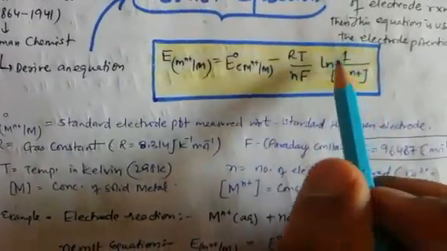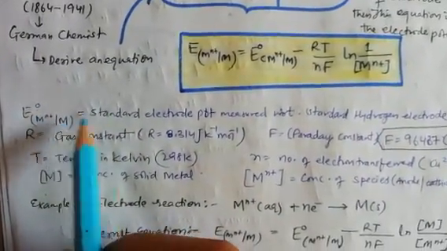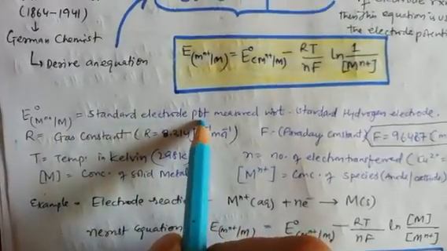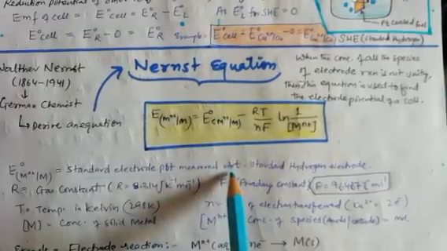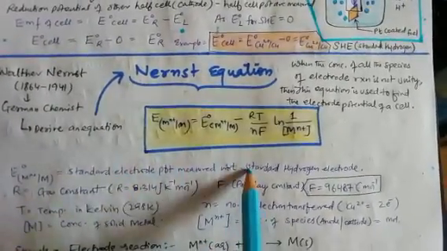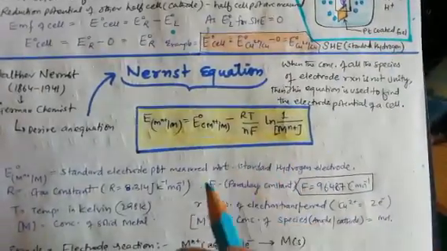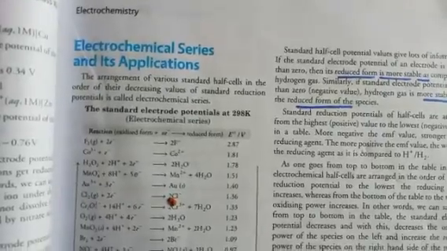Okay, now let's understand the meaning of this equation. E naught of M n plus over M means the standard electrode potential. This electrode potential is measured with the standard hydrogen electrode. So whatever value we are getting, suppose in a copper rod, whatever EMF values there are, those EMF values are known. Let me introduce the EMF values a little bit.